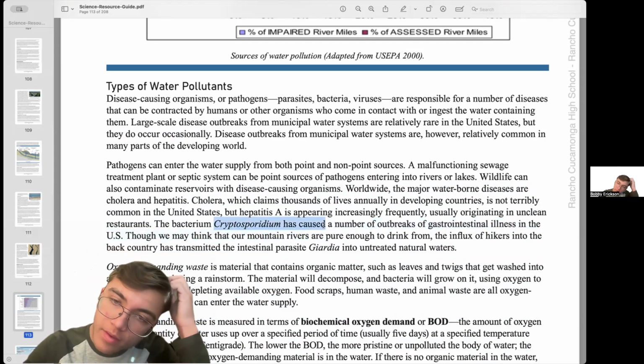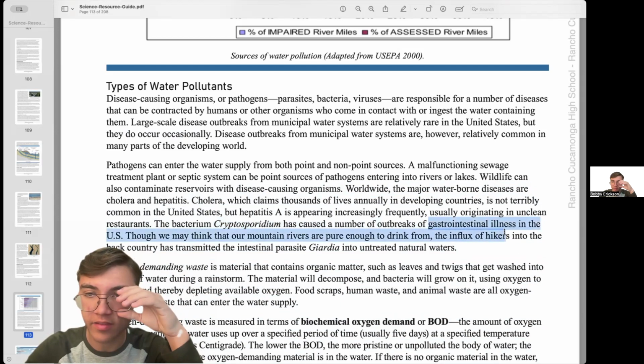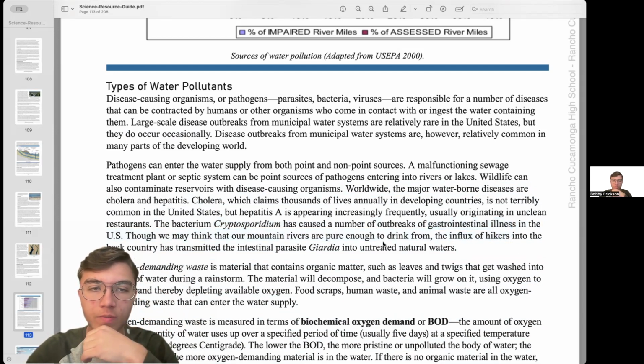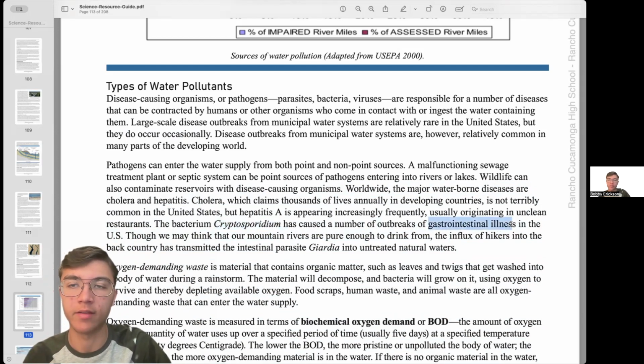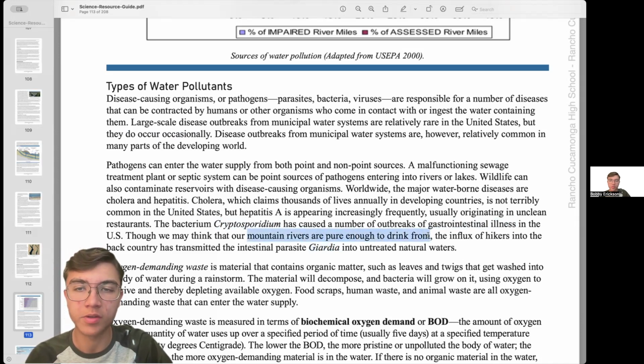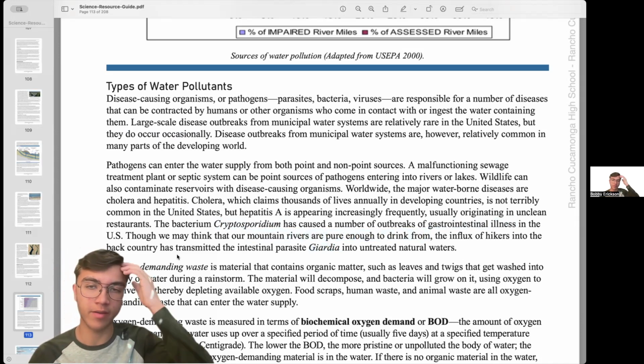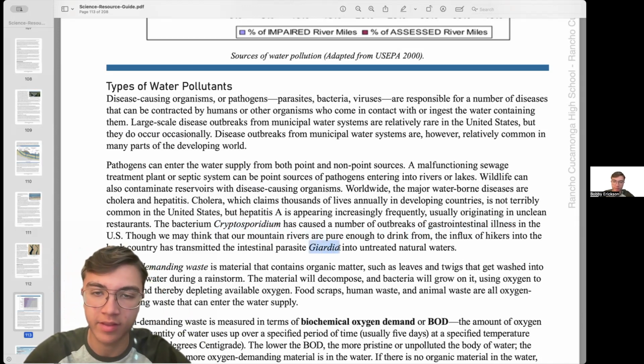cryptosporidium, and this is a gastrointestinal illness. It doesn't say anything else about cryptosporidium, but it just says that it's a gastrointestinal illness. But Giardia is actually from mountain rivers, which many hikers think is pure enough to drink from, when in reality it's not, because it can have this Giardia.